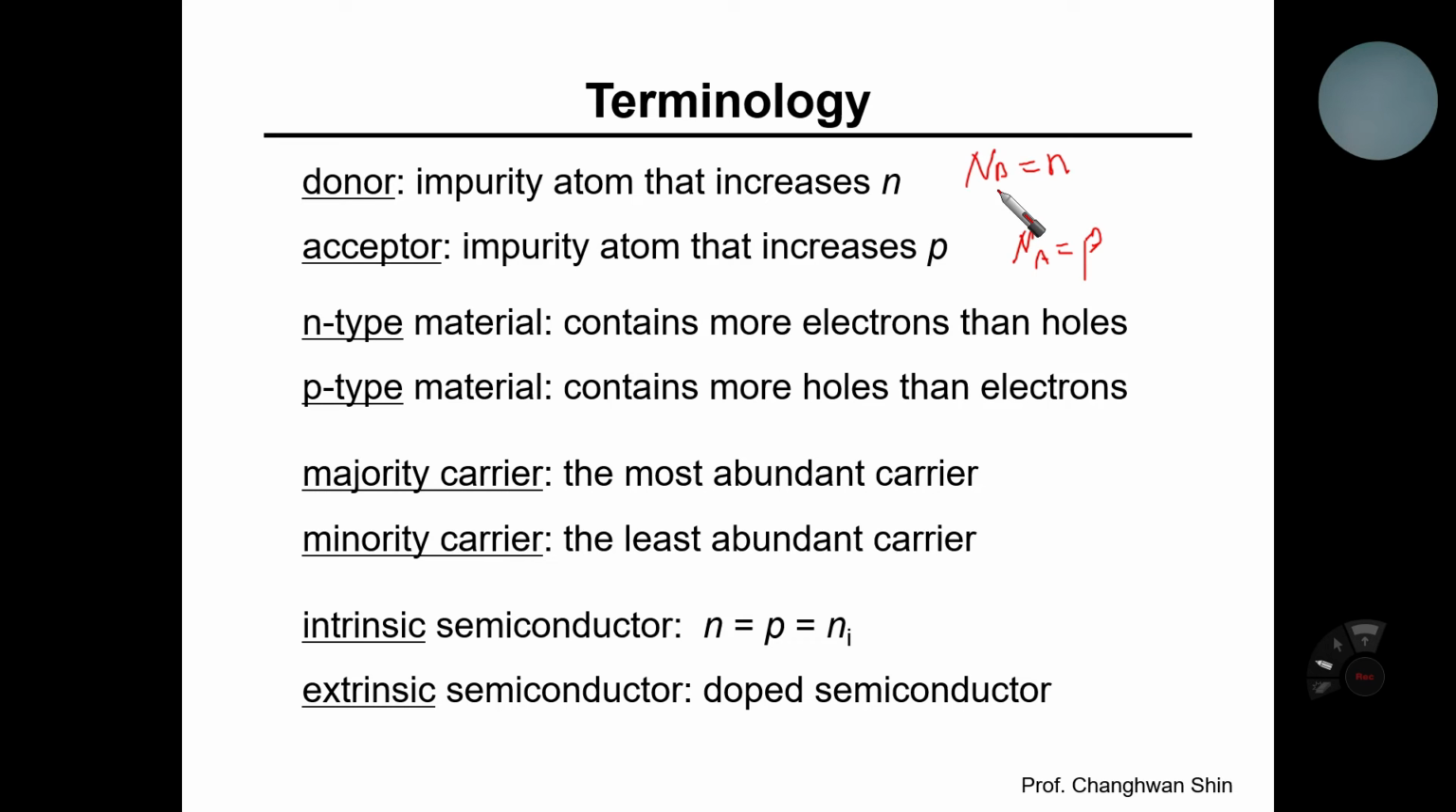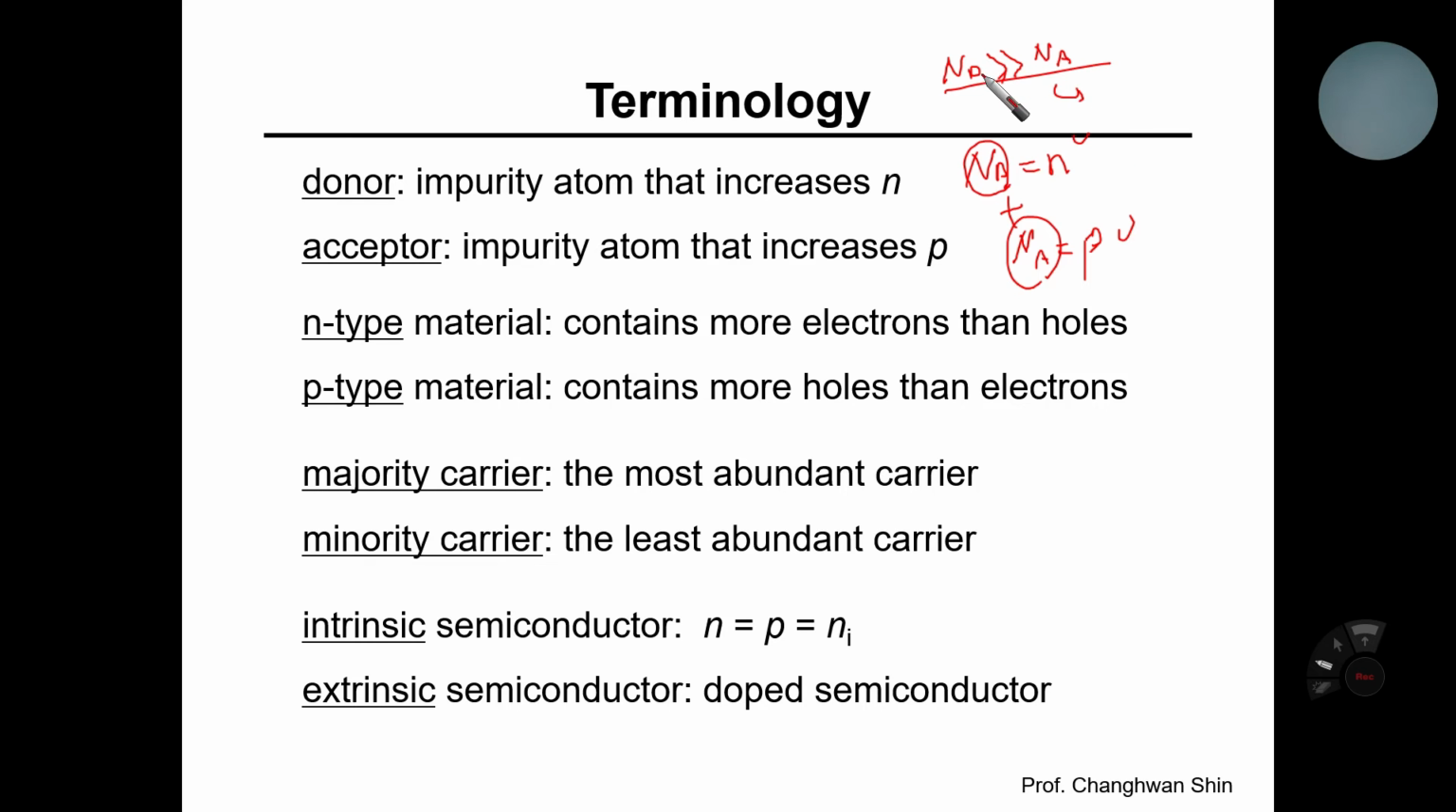This is the example that we have just gone over. Nd and Na are both implanted together into the silicon material. How do we calculate n and p? First, determine which value is higher. For example, Nd is higher than Na.